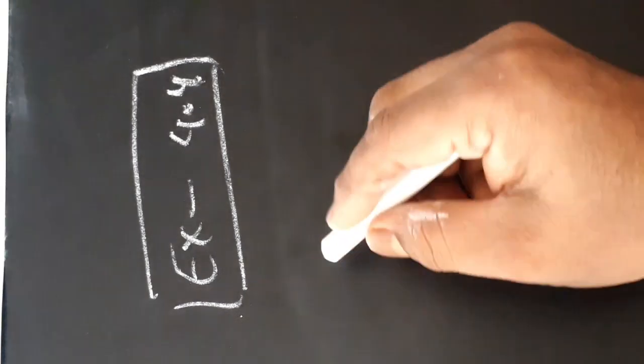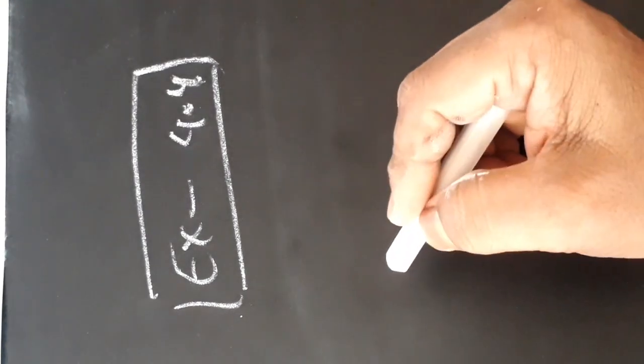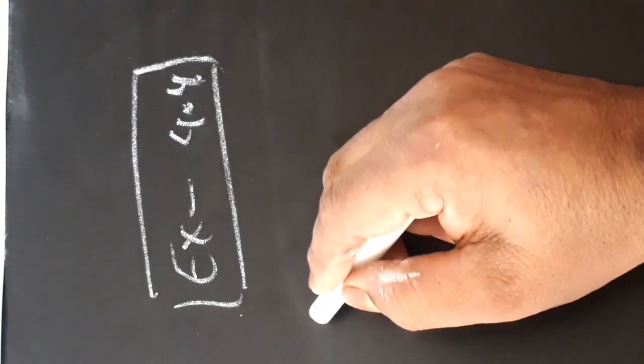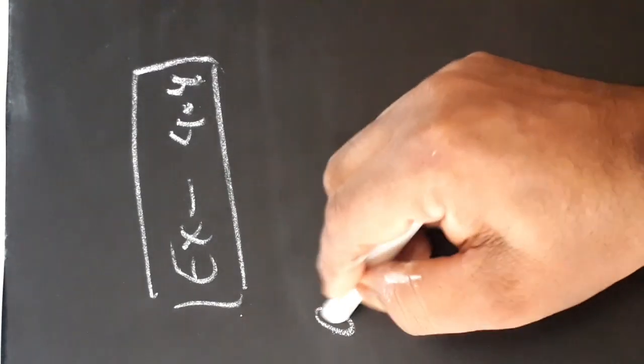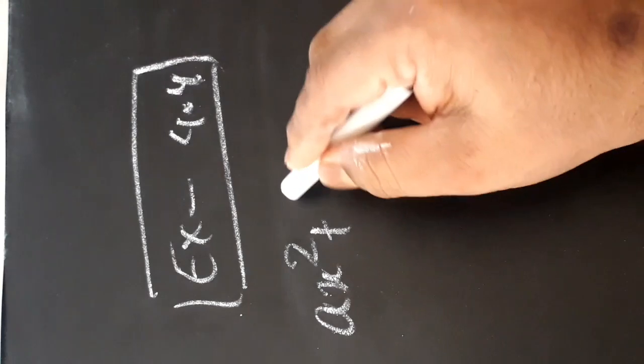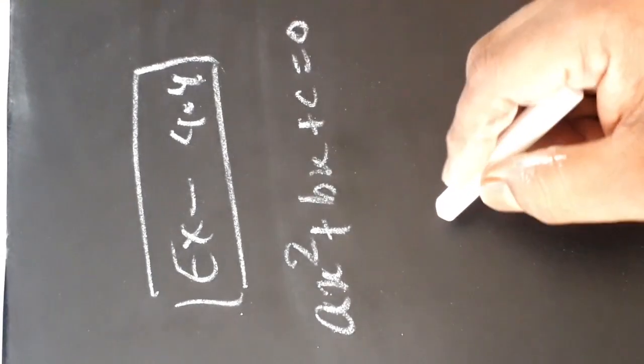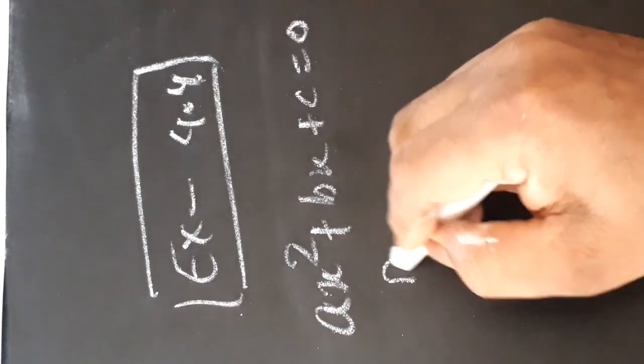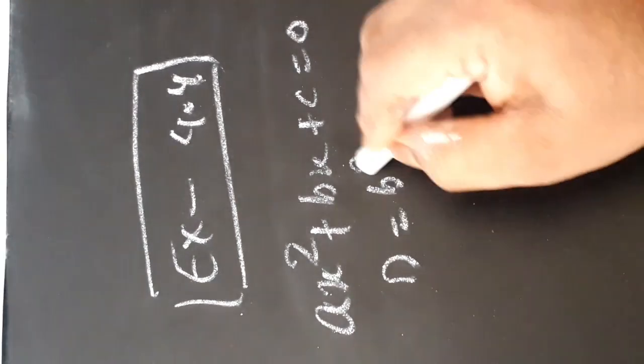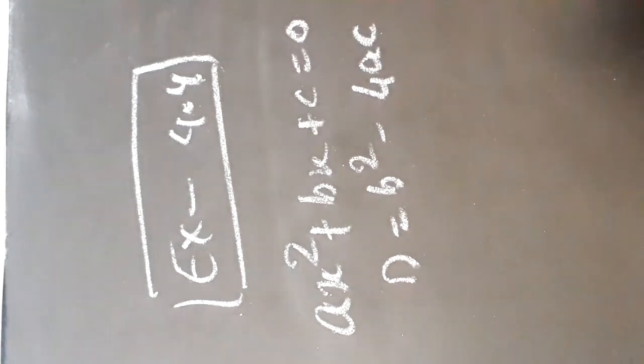See how to find the nature of roots of a quadratic equation. Suppose we have the standard form of quadratic equation as ax² + bx + c = 0. We will have to find D, that is the discriminant. D = b² − 4ac.